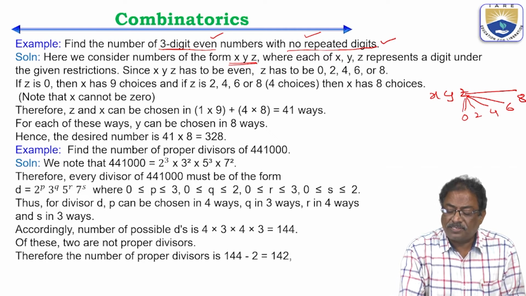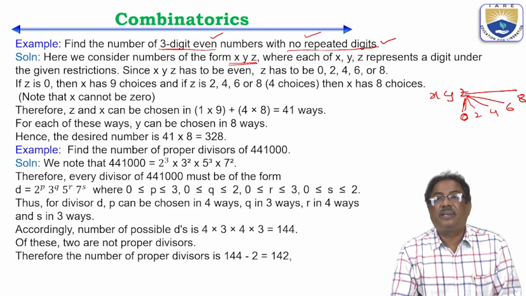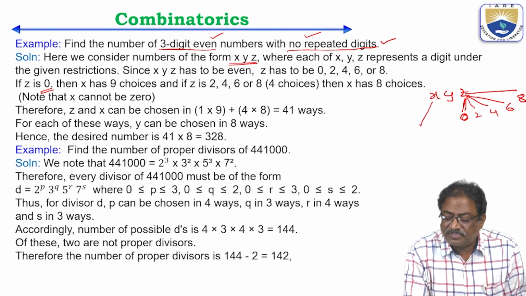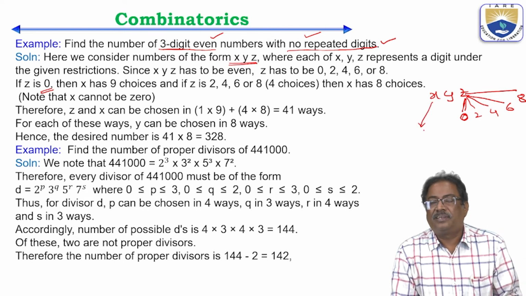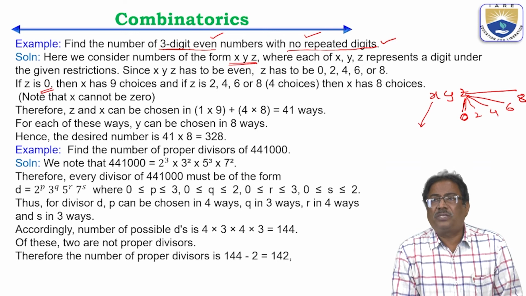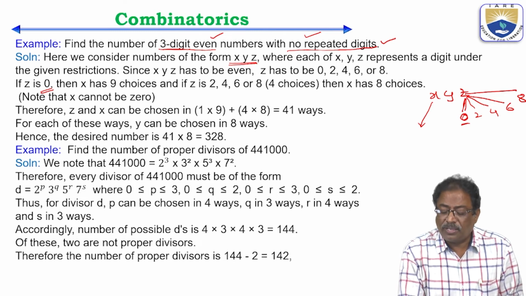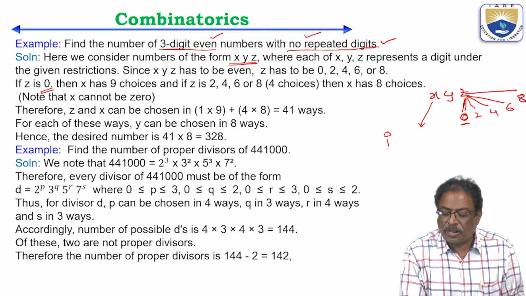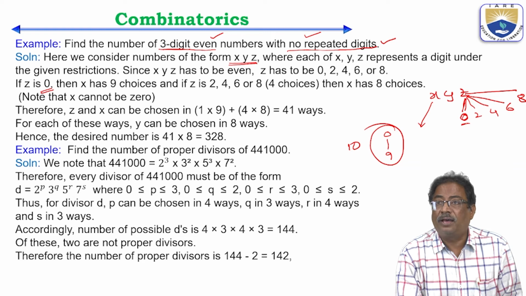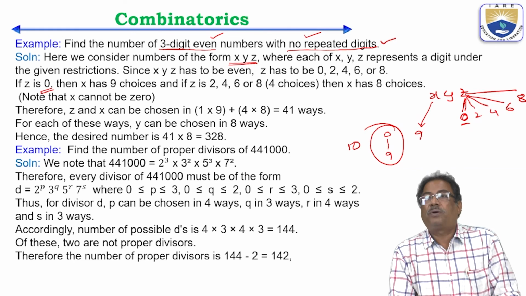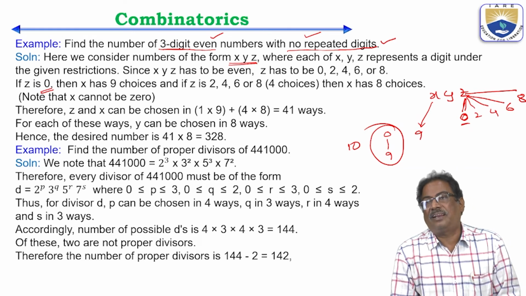So first I am going to select z is equal to 0. If I am selecting z is equal to 0, then whatever number I select for x, any number from 0 to 9, 10 possibilities are there, but repetitions are not allowed. Whatever number I use here, that number should not be used again, so I can select x in 9 possible ways.